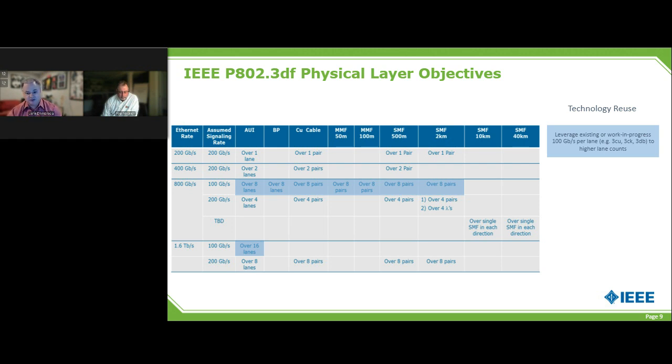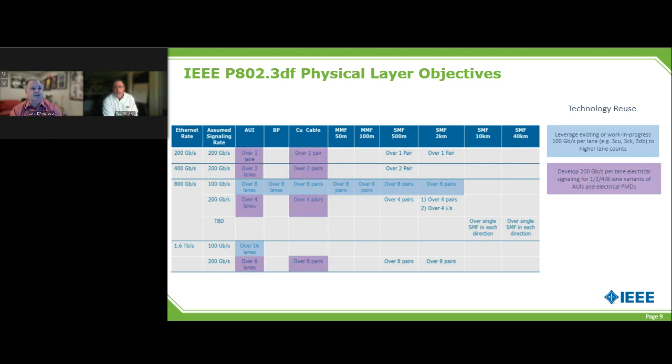Now, I said there's logical groupings, and the second grouping is all the electrical work that we're going to have to define: solutions for electrical interfaces, the AUIs and the copper cables. I won't be surprised if we decide to add backplane to this in the future once we get into some discussions, because backplane and copper cable are usually very similar. So once again, you see the 200 gig signaling. We're developing that to provide solutions for 800 and 1.6, but we also recognize it's applicable to existing 200 and 400 gig Ethernet. The next grouping then is the optical work.